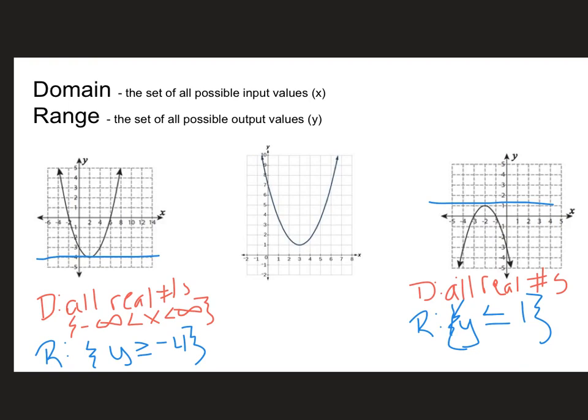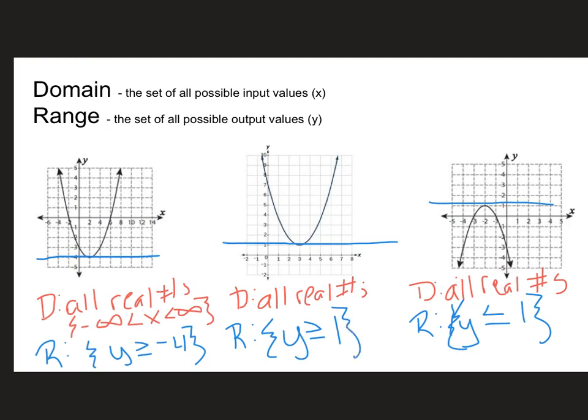So if you want to try the middle one, you can. Again, here on domain, all real numbers. And then for range, this one opens upward. It has a minimum value there at the vertex. So this one is going to be y is greater than or equal to 1. It can be equal to because the vertex sits at 1.